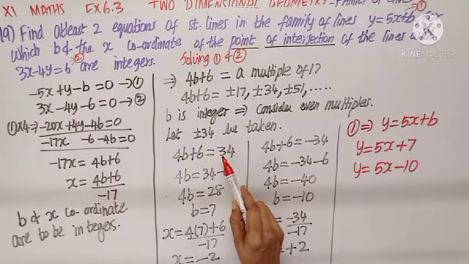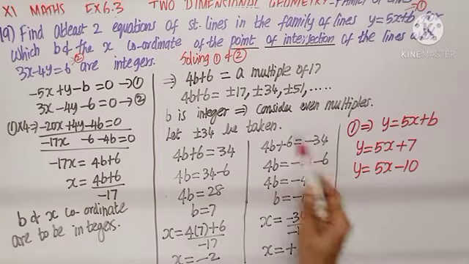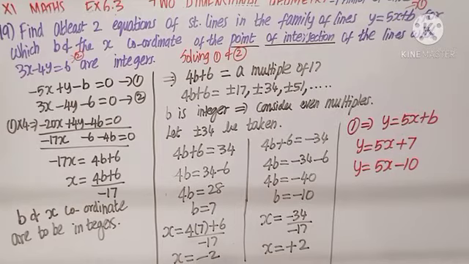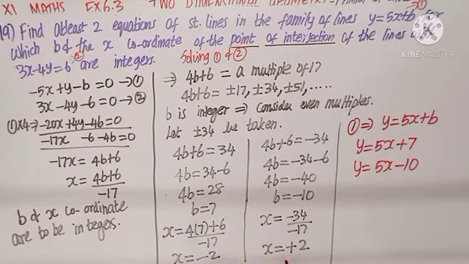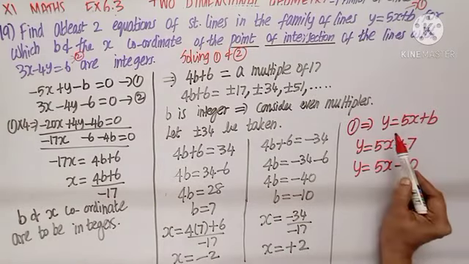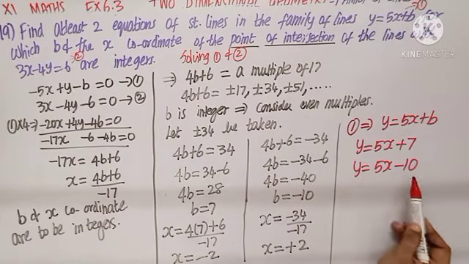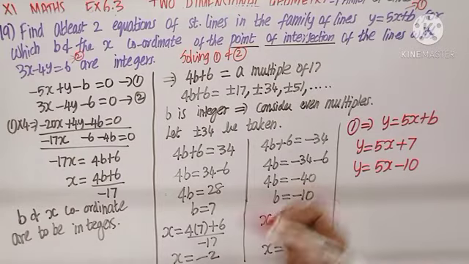As I consider 34 and minus 34 and rewrite the equation, I arrive at b value 7 and minus 10, in which case x is also minus 2 and plus 2, which are integers. The question is, x coordinate should be an integer as well as b value should be an integer. Putting b value back in equation 1, I get y equals 5x plus 7 or y equals 5x minus 10, and these are the required straight lines of the family.